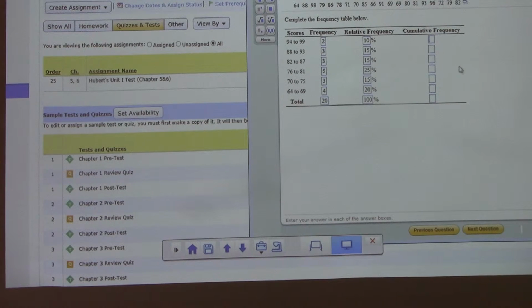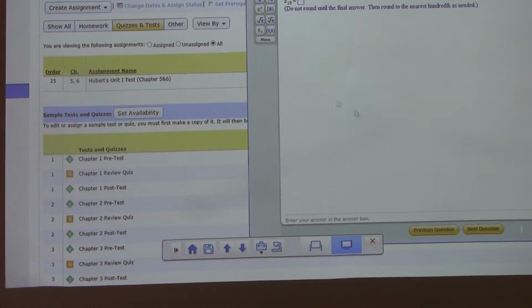Now, the cumulative is going to be just what I said. What's 2 plus 3? 5. 5 plus 3 is 8. 8 plus 5 is 13. 13 plus 3 is 16. 16 plus 4 is 20. And if you add all those up, I got 20 at the end. It's supposed to be 20. I had to learn that the hard way, by putting the wrong answer in the homework. Yes, that is the same number.